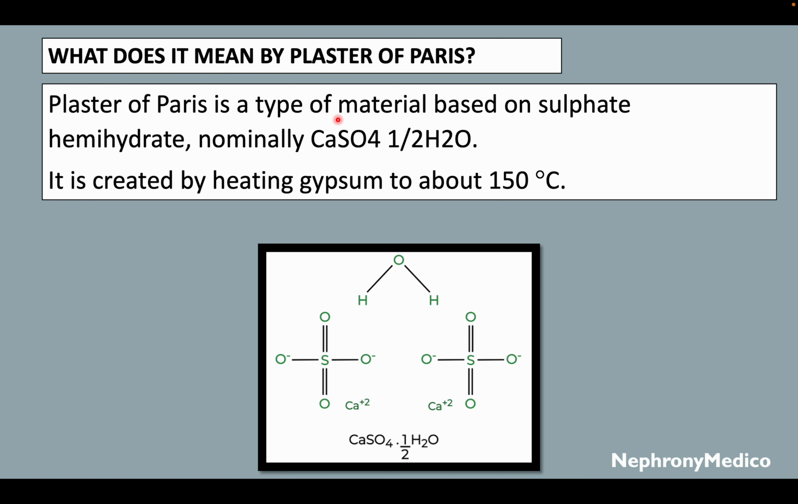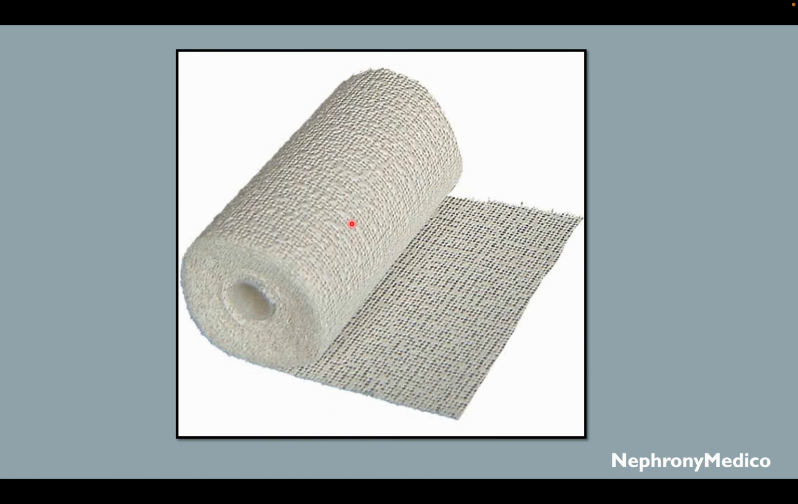Plaster of Paris is a type of material based on calcium sulfate hemihydrate, nominally CaSO4·½H2O. It is created by heating gypsum to about 150 degrees centigrade. This is the molecular formula of plaster of Paris. This is a picture showing a roll of plaster of Paris bandage.